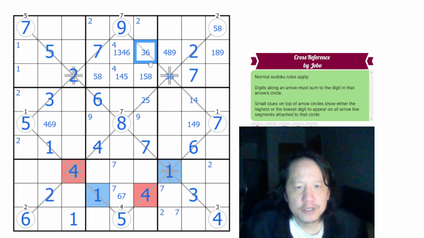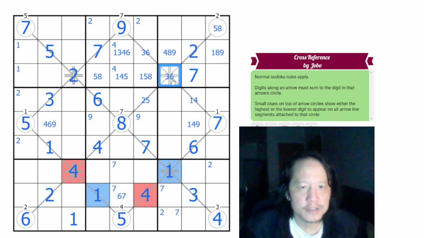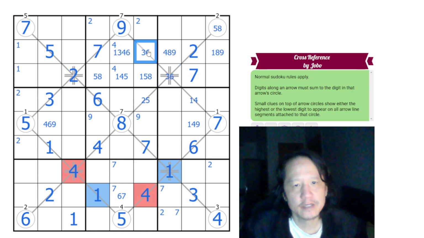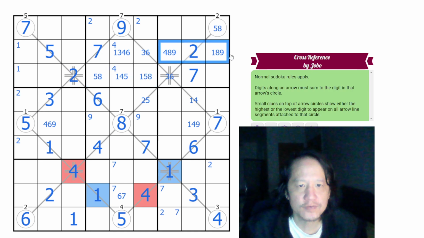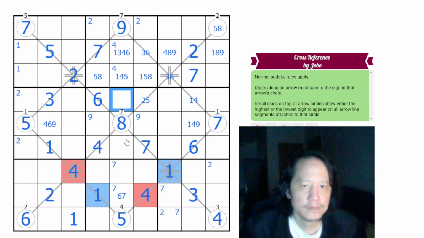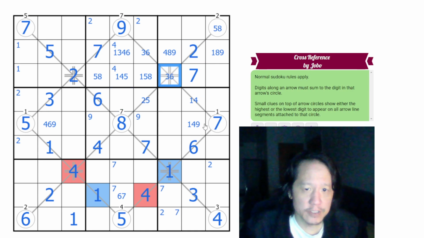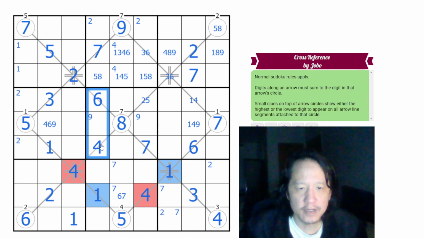Okay, because we know both of these add up to 9, it has to be either 3 here and this is 6, or this is 6 and that's 3. That's the reason why we could eliminate 3 and 6 from these 3 cells, and 3 and 6 from these 2 cells. So 2 is the lowest here, 1 is the lowest here, obviously 3 is the highest, 2 is the lowest, 1 is the lowest, 5 is the highest. Yeah, the arrows are all done.